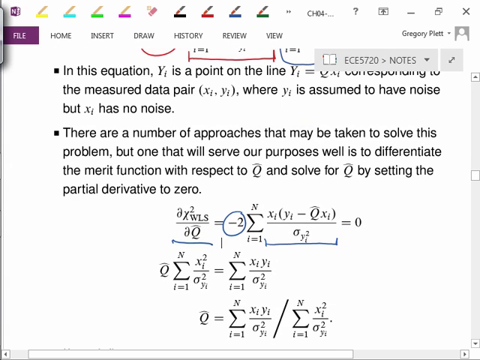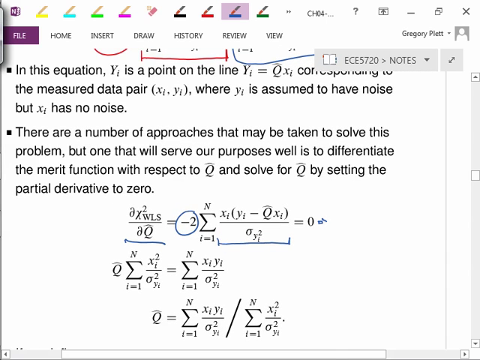So we have minus 2 times the summation equals 0. We rethink of the summation as 2 summations. So I've got minus 2 summation i equals 1 to n of xi yi over sigma yi squared. And then minus minus plus 2 summation i equals 1 to n of Q hat xi squared over sigma yi squared equals 0.